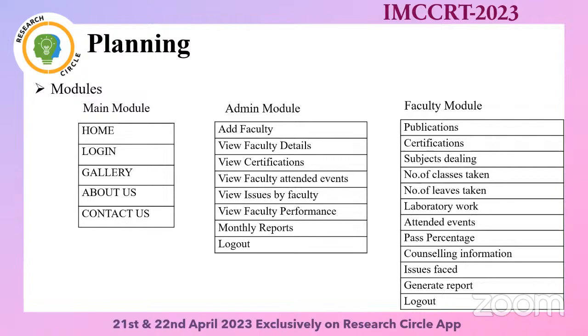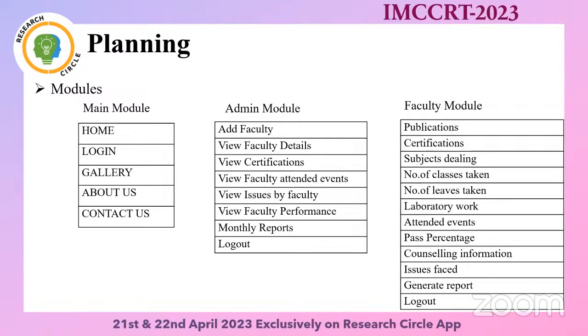If you log in with the admin credential, this will be seen. These are the functionalities in the admin module. Suppose you log in with the faculty credential, these are the publication functionalities. The publication contains a pop-up menu. It contains journals, conferences, book chapters, books, and patents. All these need to be entered, and the certification name, certification details, file uploading, subject.